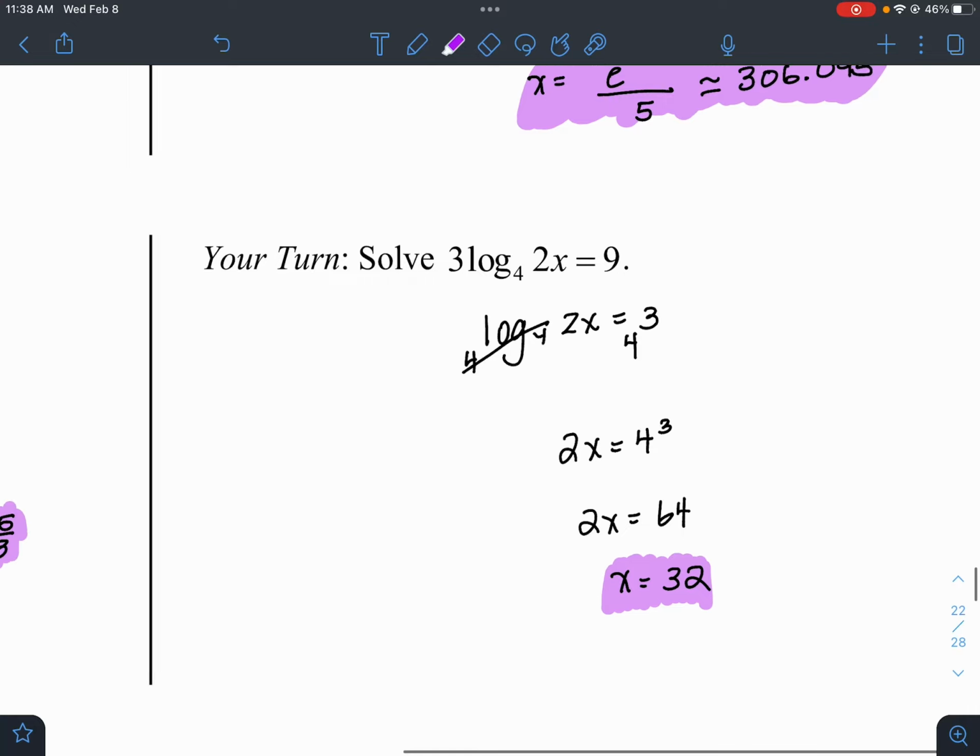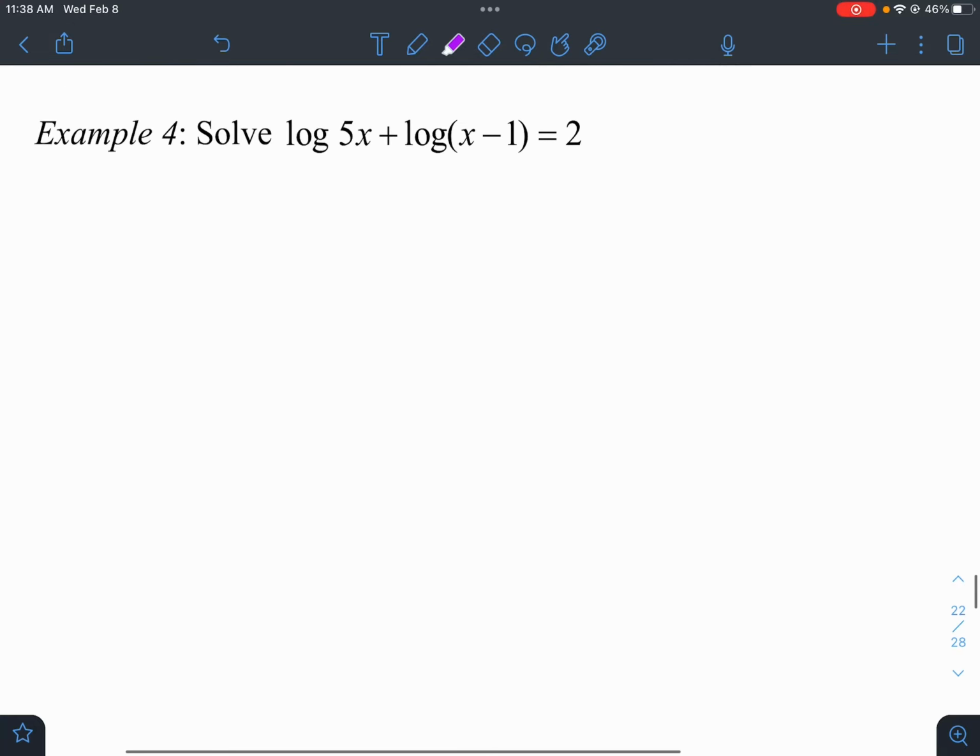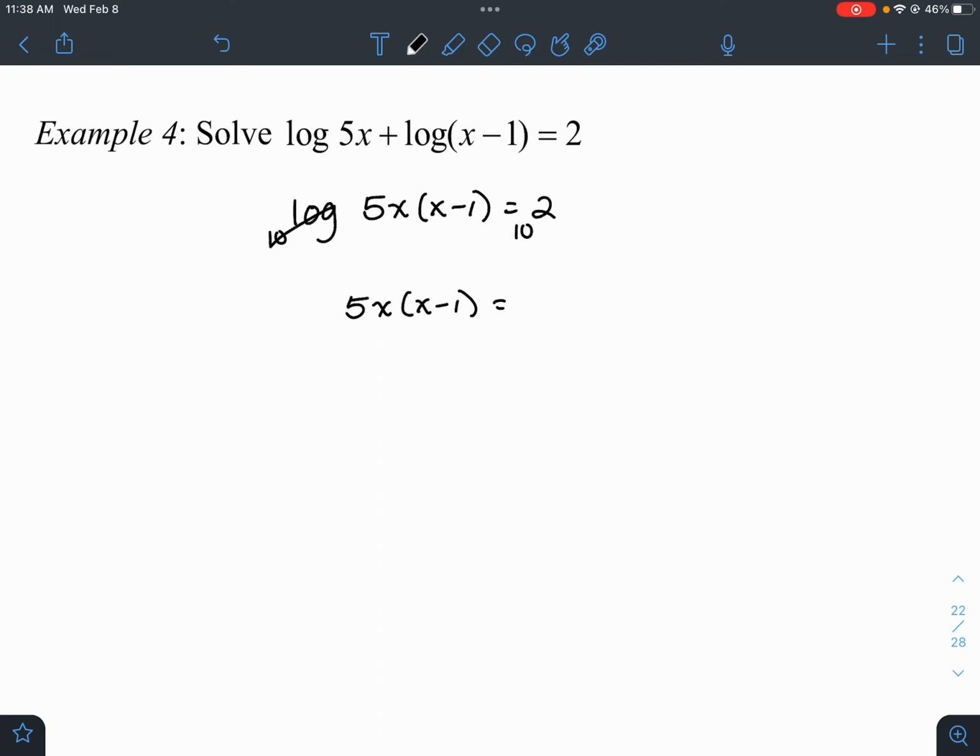All right, last example. Again, we have addition here with logs, so I can rewrite this as log of 5x times (x minus 1) equals 2. To get rid of my log function, I'm going to do 10 to each of those. So this becomes 5x times (x minus 1) equals 10 squared, which is 100. So here I'm going to move the 100 to the left and distribute. So I'm going to get 5x squared minus 5x minus 100 equals 0.